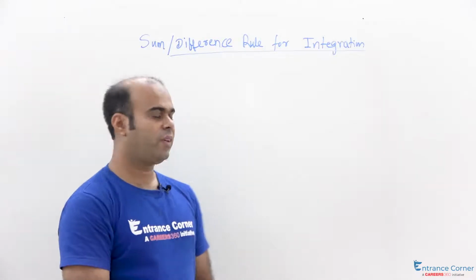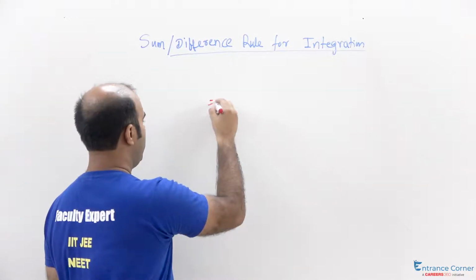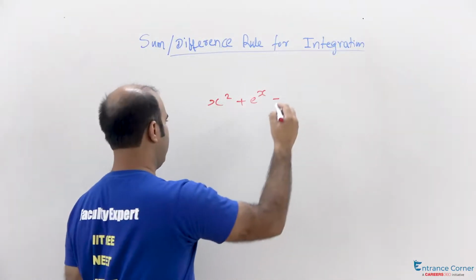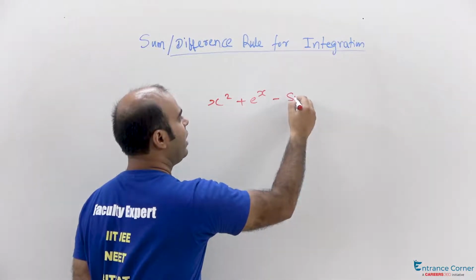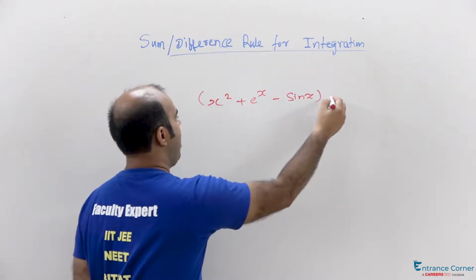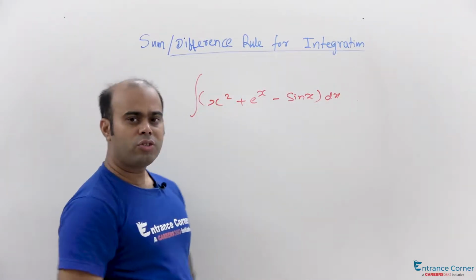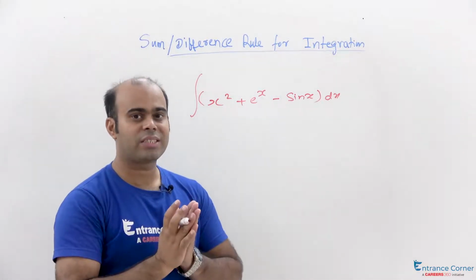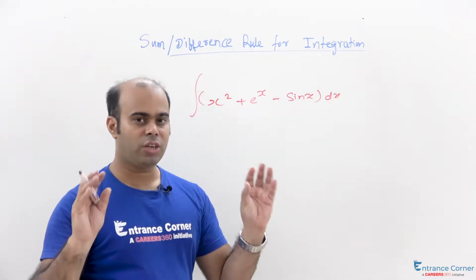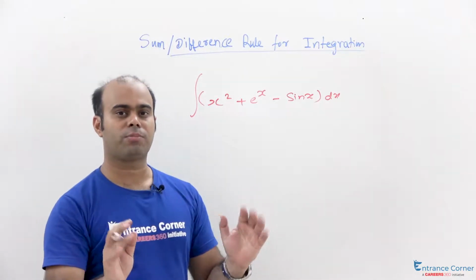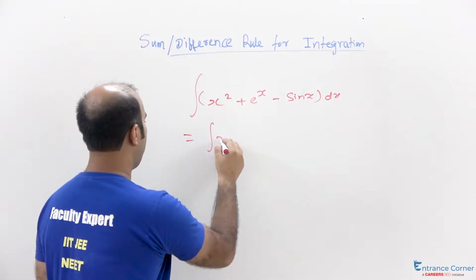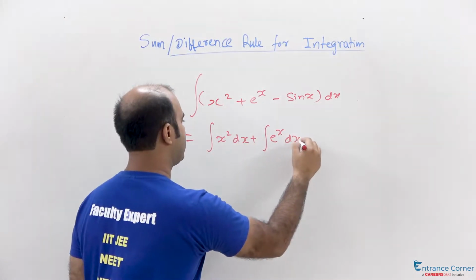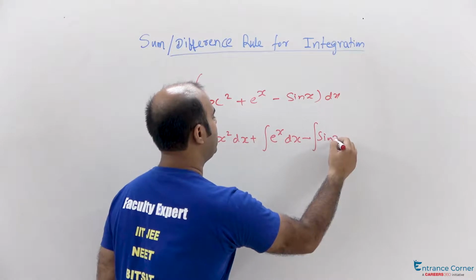So basically, if we have been given a few functions like x square plus e to the power x minus, let us take sine x dx, and we have to integrate it. So the sum and difference rule simply says that these functions will get separated and the integration values of those will be added or subtracted. So this will become integral of x square dx plus integral of e to the power x dx minus integral of sine x dx.